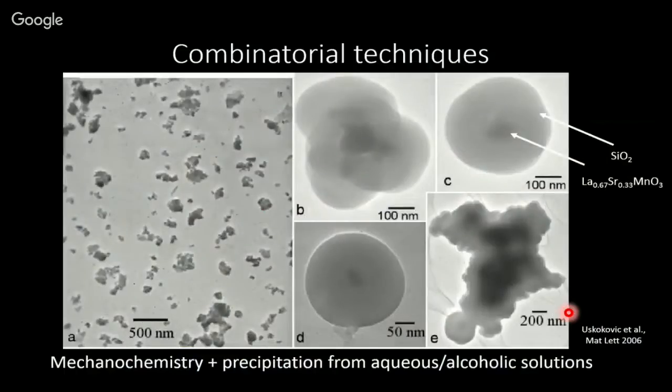And there are combinatorial techniques, so you can always combine multiple techniques. In this case, it's mechanochemistry plus precipitation. I mentioned that this comes from my research. Lanthanum strontium manganites cannot be made by precipitation. You have to go very high in temperature, so I would anneal them at 700, 800 degrees. But I needed nanoparticles, so I would put them in the mechanochemical reactor and grind them for long periods of time. And you end up with something like this.